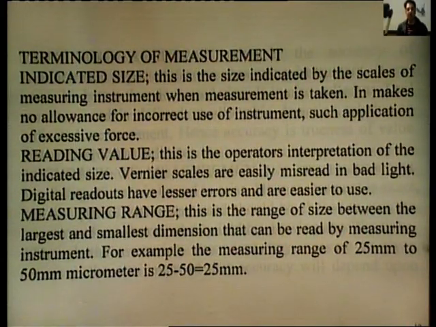And then we discuss the measuring range. Whenever we are selecting a measuring instrument, we are selecting it for a particular range according to our requirement. This is the range of size between the largest and smallest dimension that can be read by the measuring instrument. For example, the measuring range of a 25 to 50 micrometer is 50 minus 25, which is equal to 25.